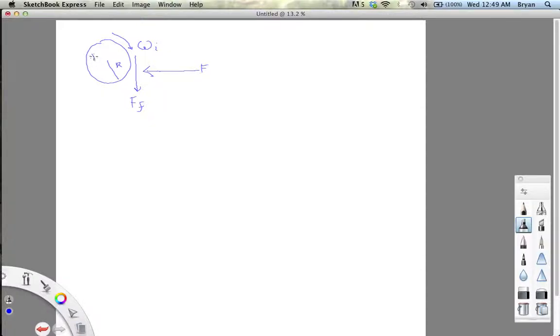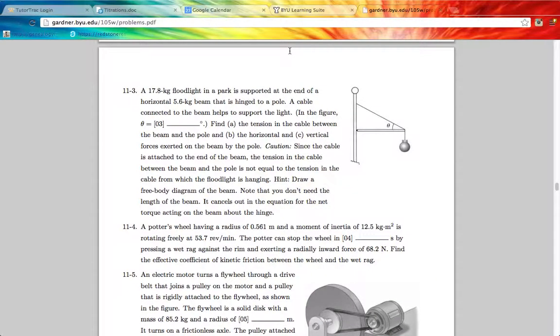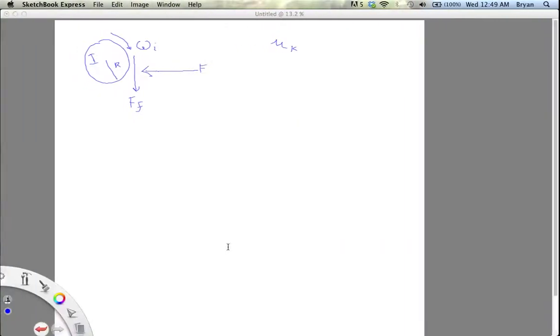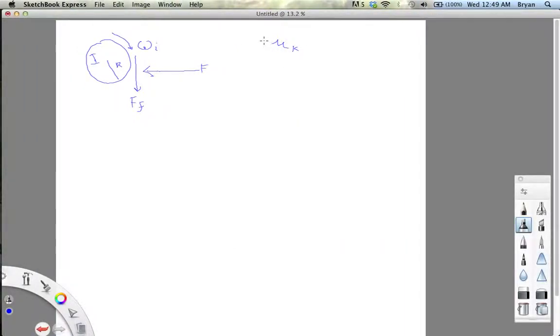And we can just put I right there. So essentially what we're looking at is it asks for the mu of k, which they call the coefficient of kinetic friction. Now, we know that is in this equation, which says force of friction equals mu of k times normal force, right? So essentially, you're just saying, okay, how do I get this mu of k using these two?